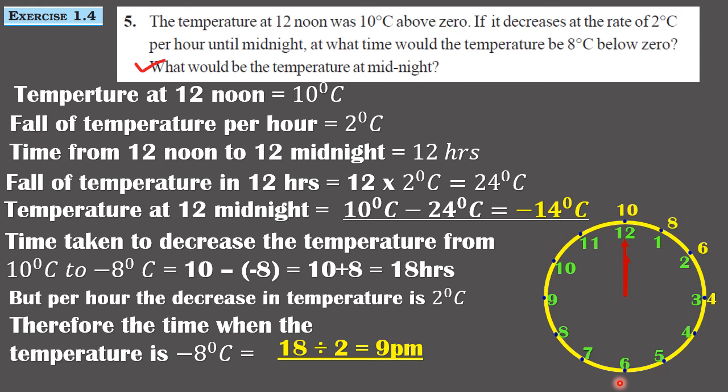10, 8, then 6, then 4, then 2, then 0, then minus 2, then minus 4, minus 6 and minus 8. What time is the clock showing minus 8 degrees? 9 o'clock, 9 p.m. Clear? Now moving on to the next question.